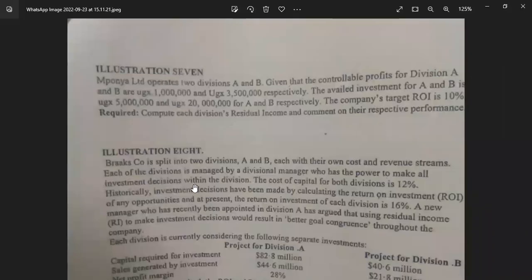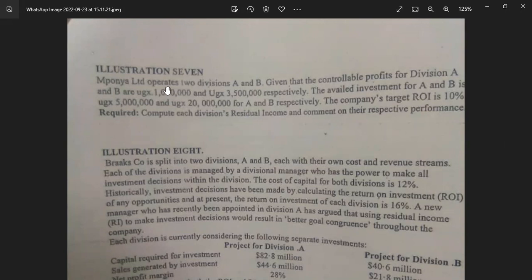Okay, so there's a question here, illustration number 7. Someone's asking me about question 7. I was like, if you're not given the cost of capital, how would they expect you to find RI, residual income? You can't find it, and they won't ask for it. They don't give you the rates. If you don't have it, you don't have it.